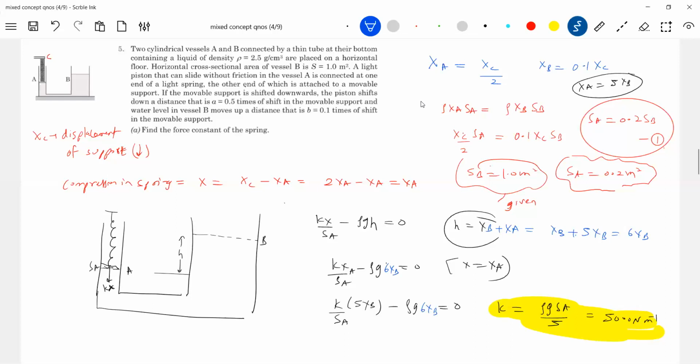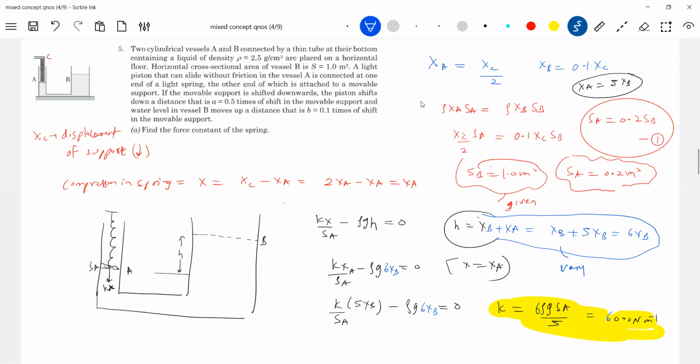Now check the answer. Six should come here. Check out the answer, no? Okay, there's a thing: I didn't take the relative displacement, we have to take it. XA and XB are in opposite directions, so H will become XA plus XB. Anybody check the answer? 6,000, sir. Okay, fine. This is very important.